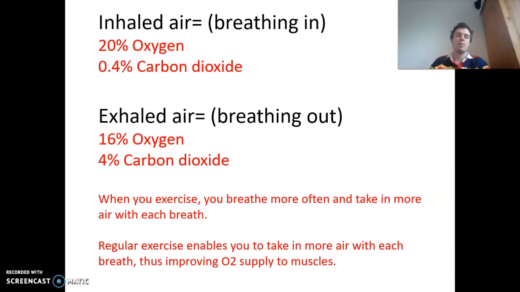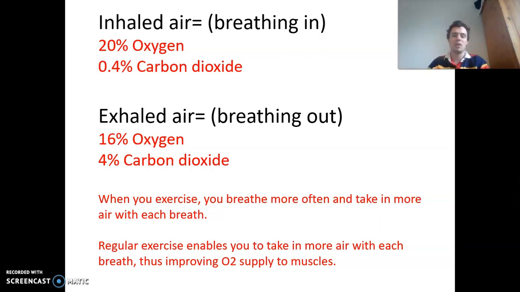So we're going to look at the makeup of the air that's breathed in and breathed out. The first thing we'll look at is inhaled air. That's the air we breathe in. If you take a deep breath in, that is the air inhaled. So you're bringing the air into the body. And that's made up of around 20% oxygen and 0.4% carbon dioxide. So a lot more oxygen than carbon dioxide, because we're bringing oxygen into the body. We want more oxygen than carbon dioxide.